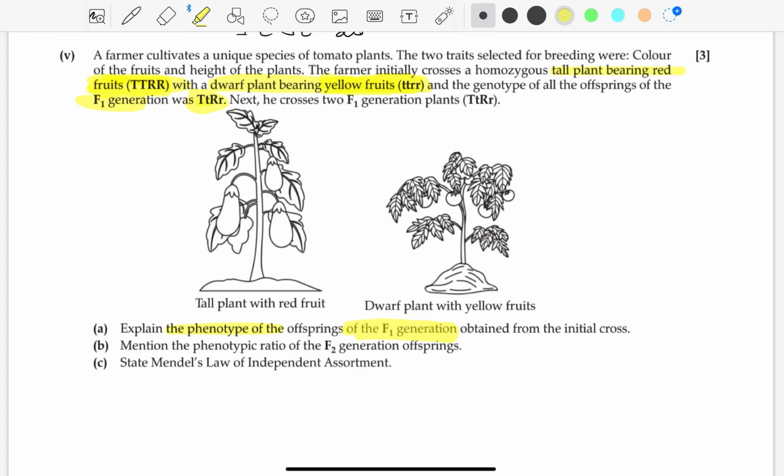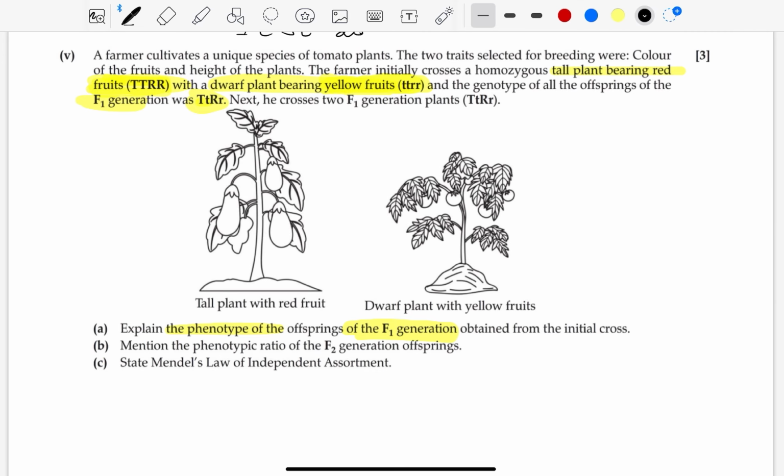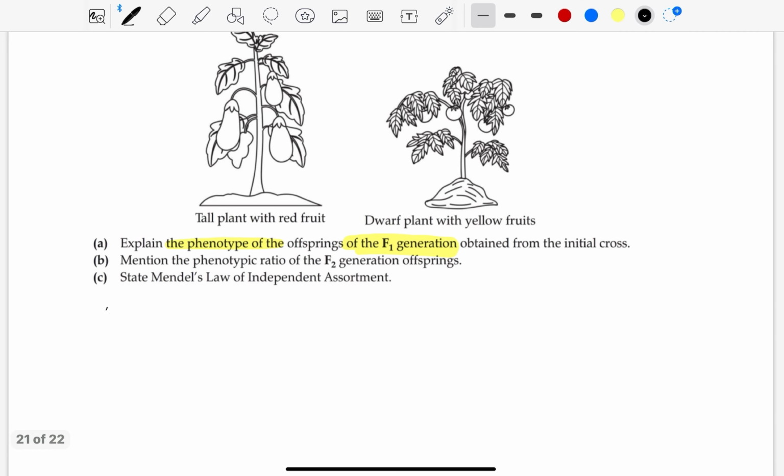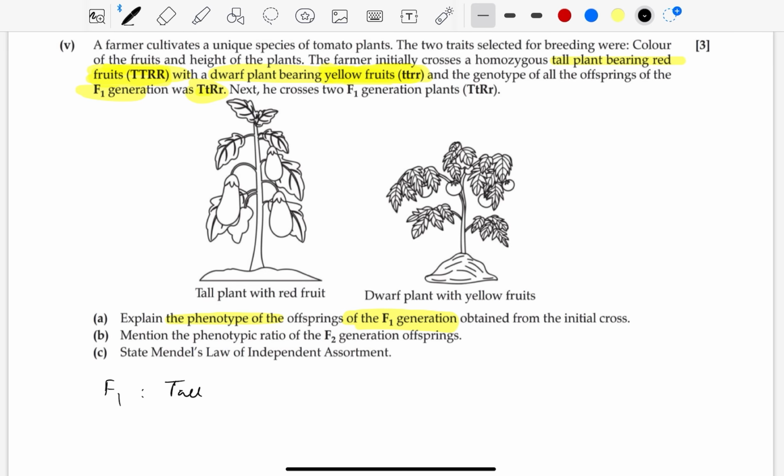So what is the phenotype? If you look closely, you have to look at the phenotype of this F1 generation. And you know it is what? Capital T, small t, capital R, small r, which means what? That in the F1 generation, the phenotype is a tall plant with red fruits. This is the phenotype.